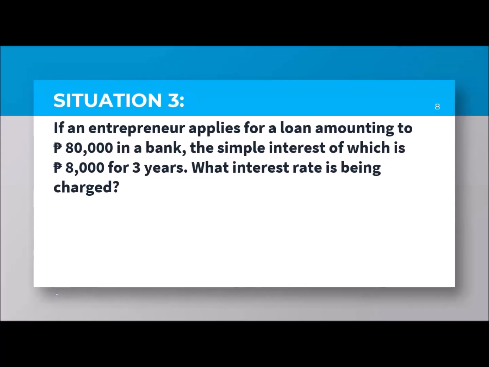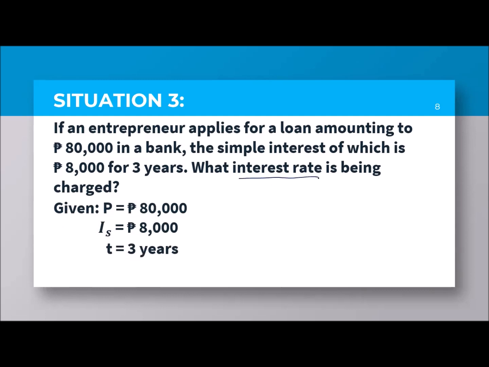Situation number 3, if an entrepreneur applies for a loan amounting to 80,000 pesos in a bank, the simple interest of which is 8,000 pesos for 3 years, what interest rate is being charged? So, ganun ulit. Ano muna ang mga given natin? Meron daw loan na amount daw ay 80,000 pesos. So, ibig sabihin, yan yung original amount. And then, yung 8,000, yan yung mismong interest amount. At ang 3 years, syempre, ay ang term. Ngayon, nawawala yung interest rate. O kumbaga, nawawala si letter R.